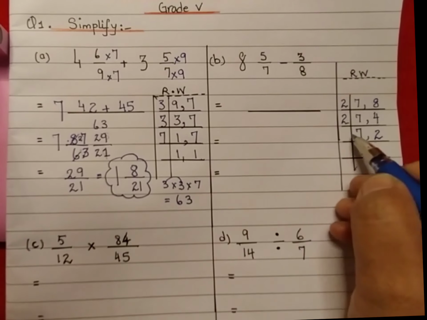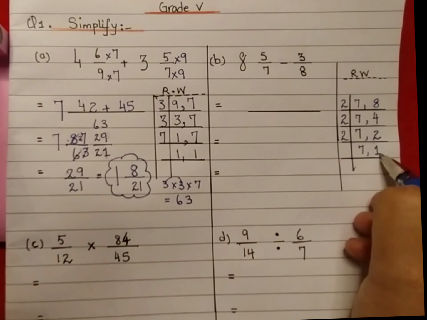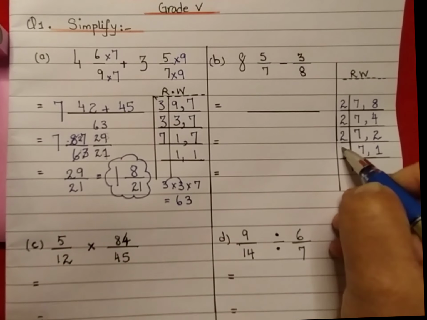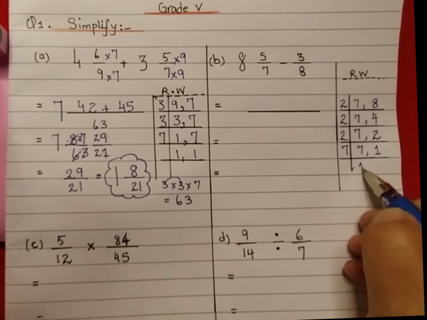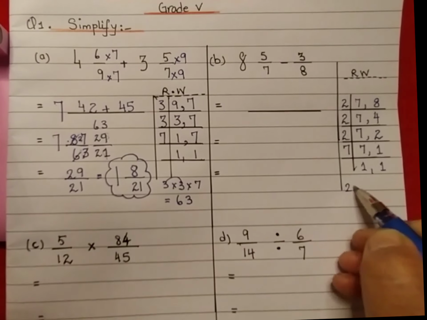Now again, you can see a 2 here. So let's bring this 7 here. 2 times 1 is 2. And then we are left with the last digit, 7. 7 times 1 is 7. And so let's try this figure.